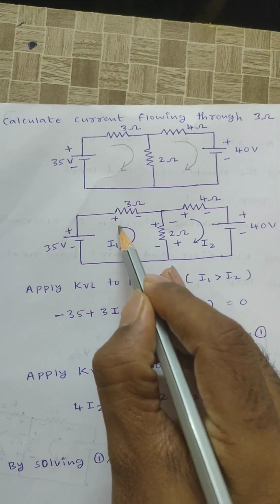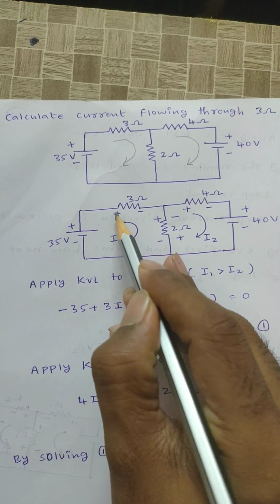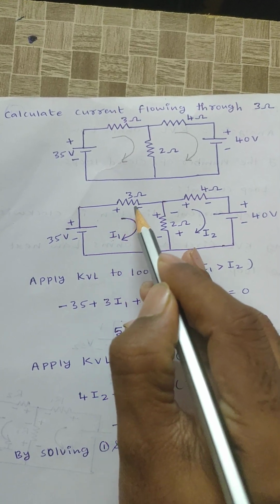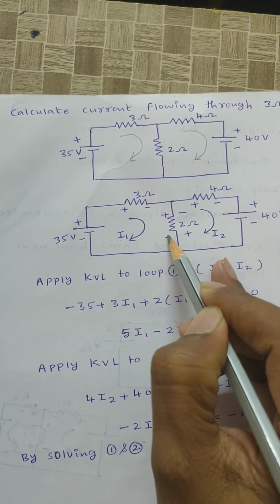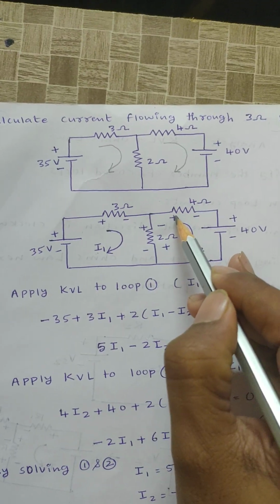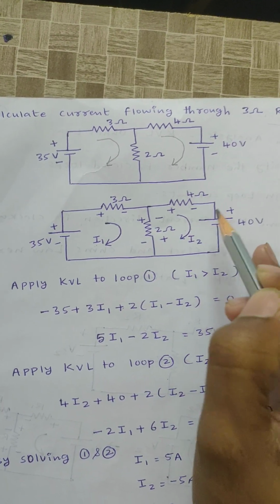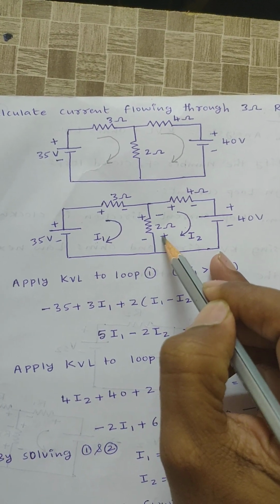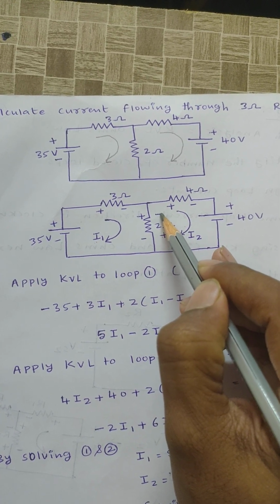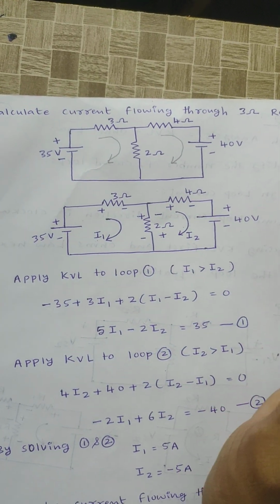Based upon this I1 direction, polarities across passive elements will be plus minus in the clockwise direction. Similarly for loop 2, also clockwise, plus minus. This is an active element, and this is a passive element, plus minus. That is about polarities.